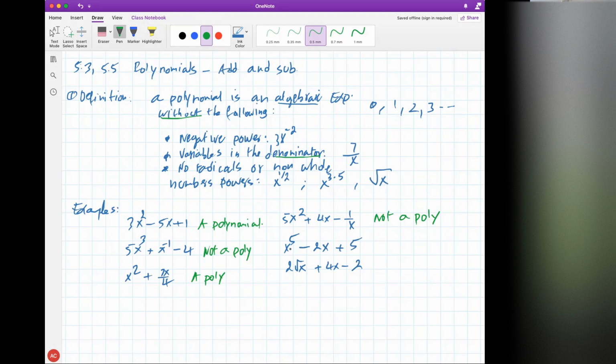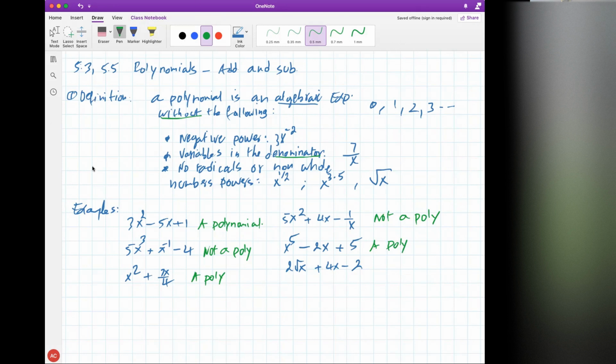And then the next one, is it a polynomial? Yes, it is. It's more clear. It doesn't have any of this, so this is a polynomial. And finally, the last one. No, it is not.